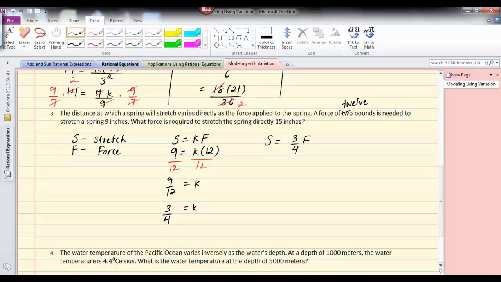So the question is, what force is required to stretch the spring directly 15 inches? So I know that I want the stretch to be 15. What I'm looking for is the force, the F in this case. So the left-hand side, which is the stretch, would be 15 equals 3/4 F. How do you solve for F? Well, we got to get rid of the 3/4, right? We want to isolate F. So to get rid of the 3/4, you multiply by its reciprocal, which is 4/3.